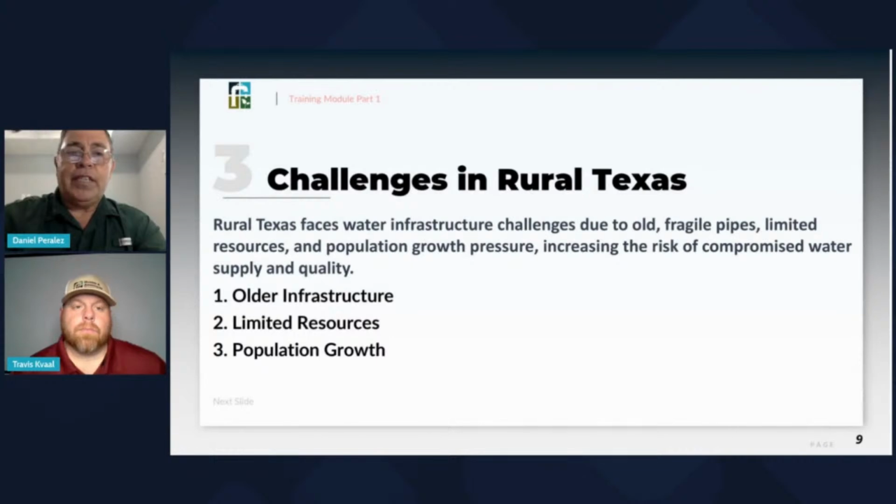Challenges in rural Texas. Rural Texas faces water infrastructure challenges. One is older infrastructure, limited resources, and population growth.